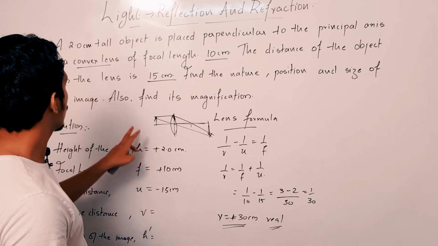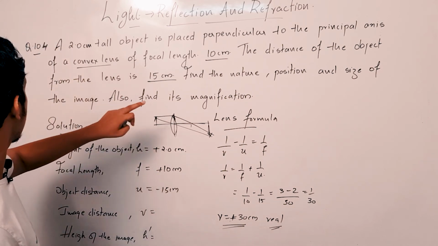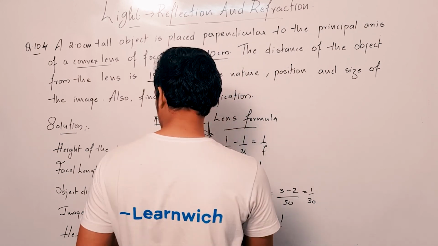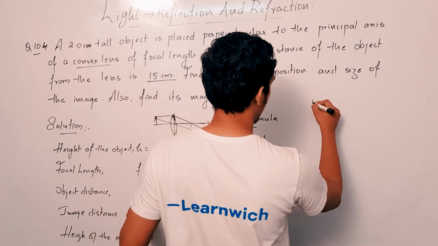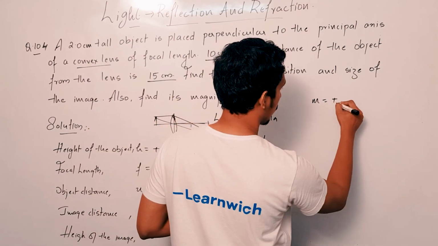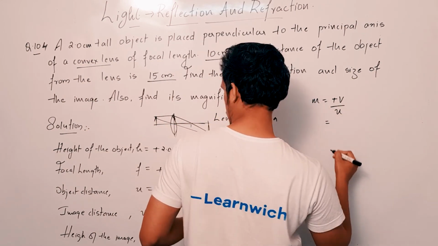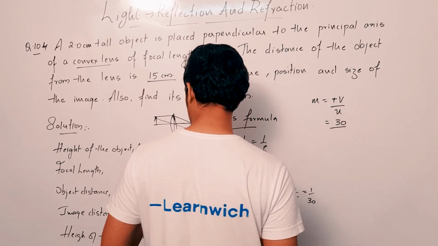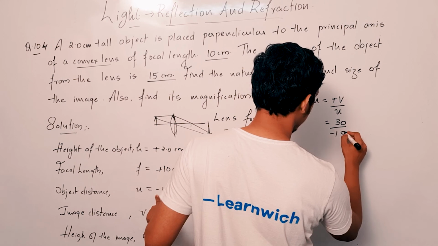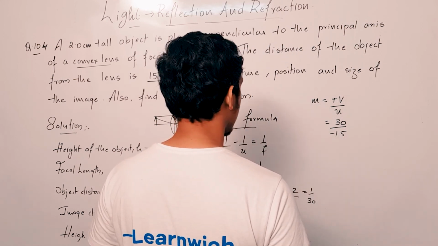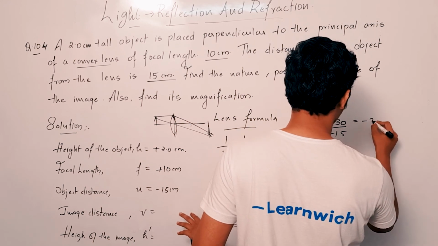The next thing is the size of the image. Find the size of the image and its magnification. So I have v and I have u. Magnification is equal to v by u. How much is v? 30. And u is minus 15. So magnification is -2.